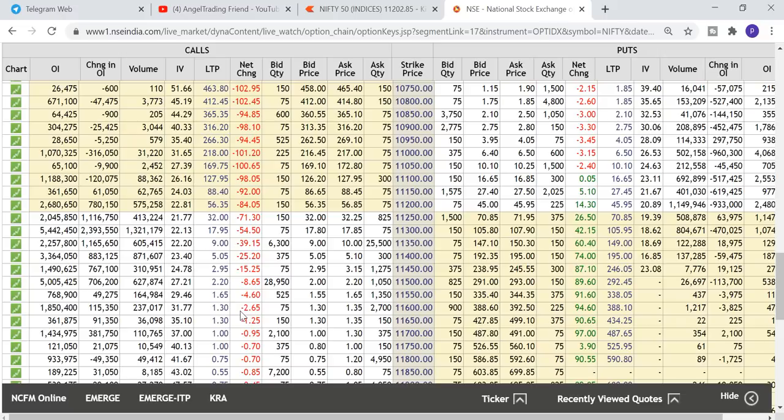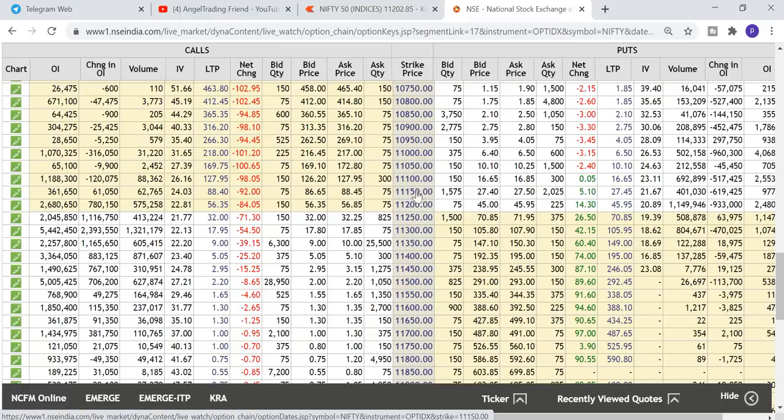You just have to guess where the market will close, and if the market goes above your strike prices, that is, if it becomes OTM, out of the money, your premium is going to become 0. Got my point? Okay, I'll just give you one more example.